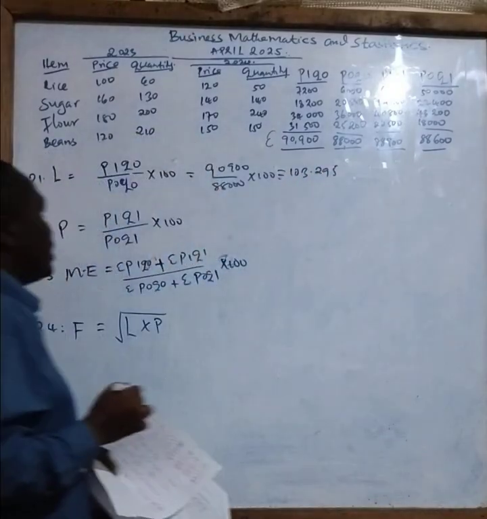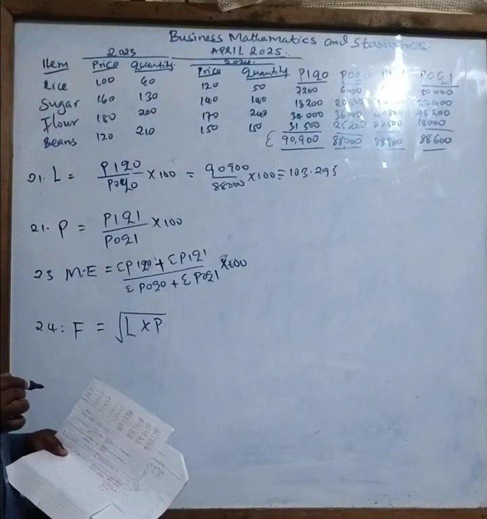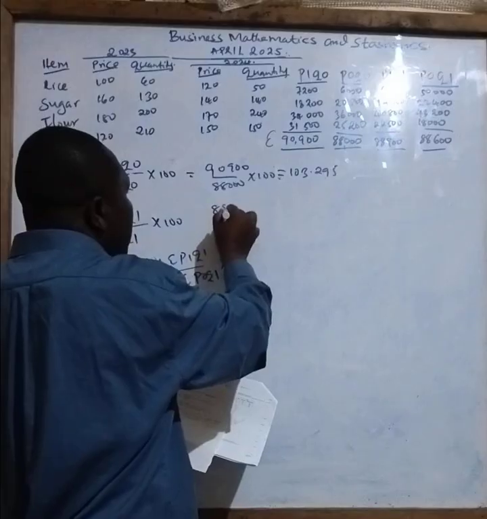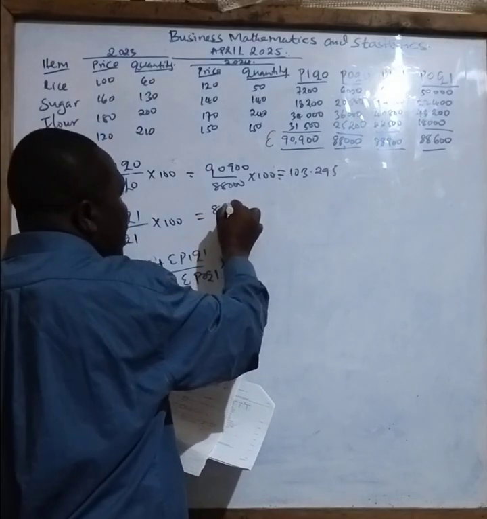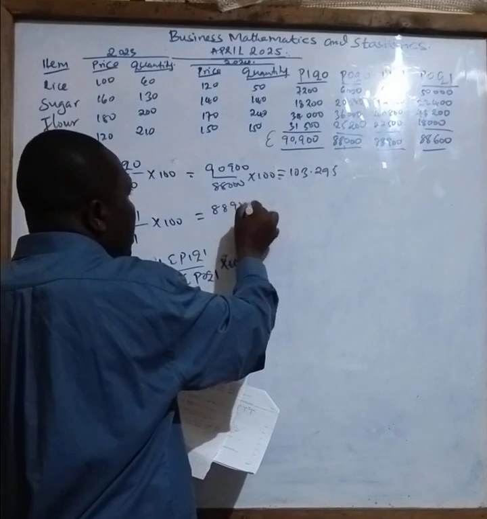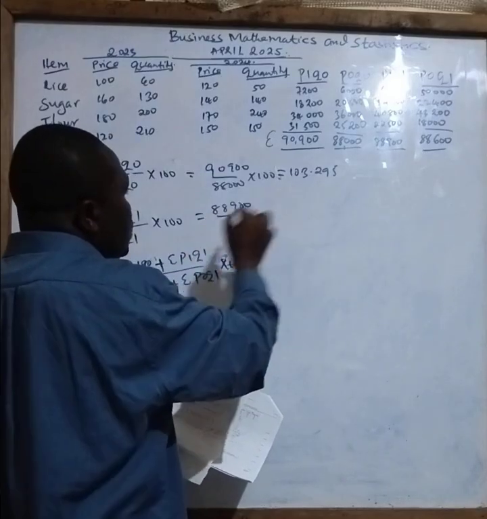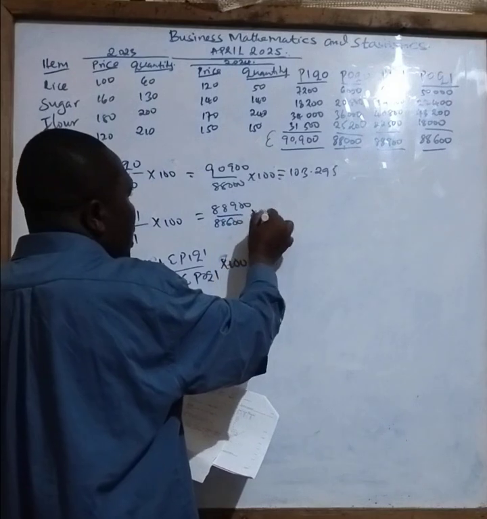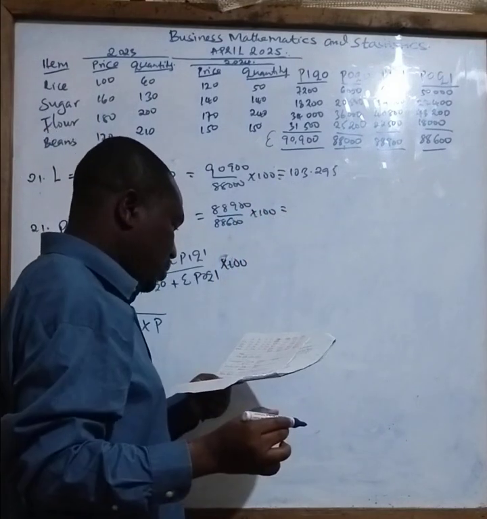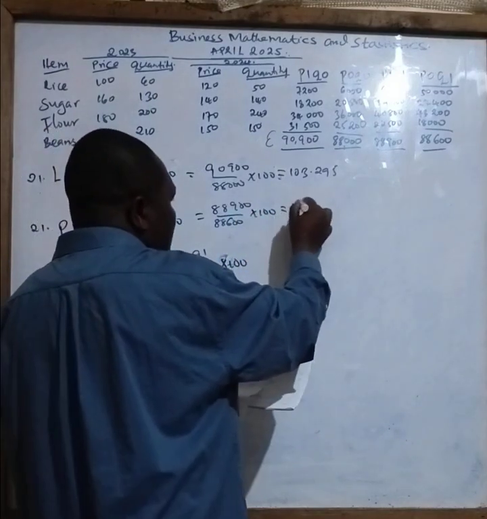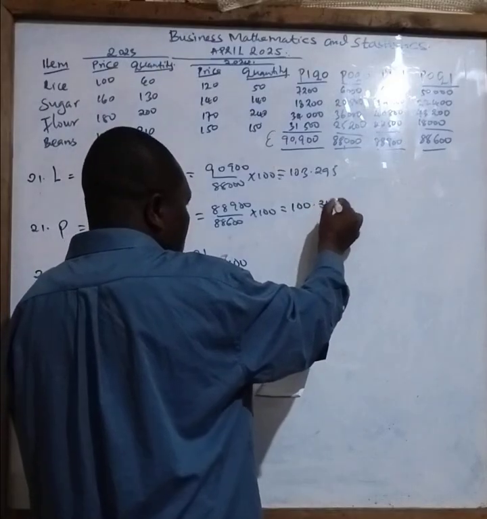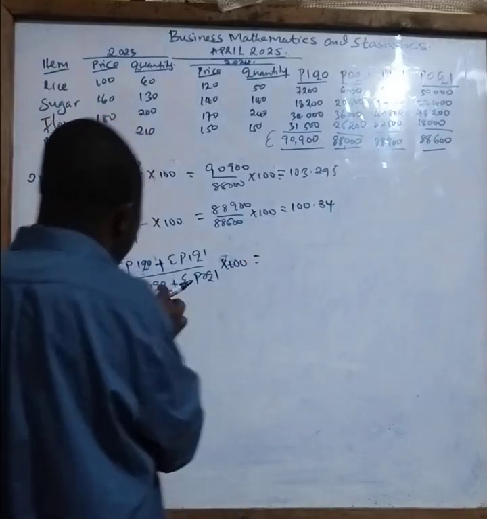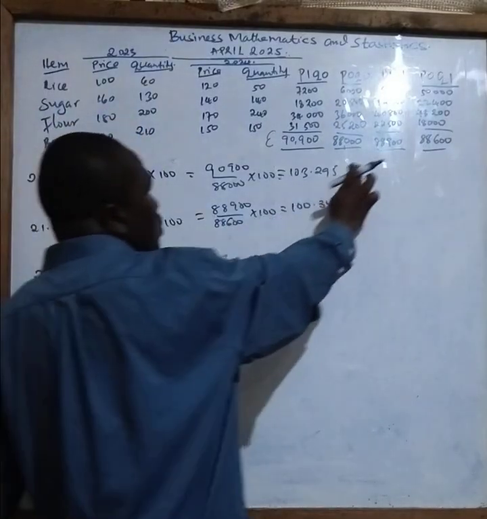103.295. That is how to get the last pairs. We go to purchase, which is now PICI, which is 88,900, divided by POCI, which is 88,600, times 100. So your answer there is 100.34.